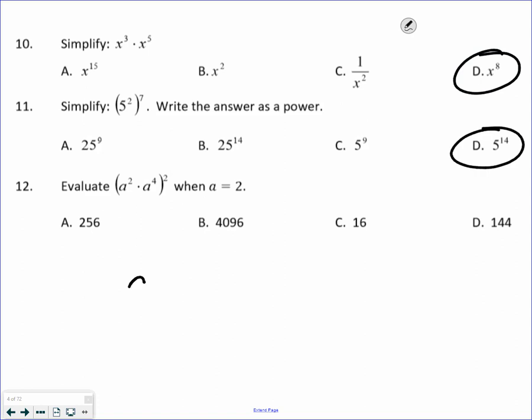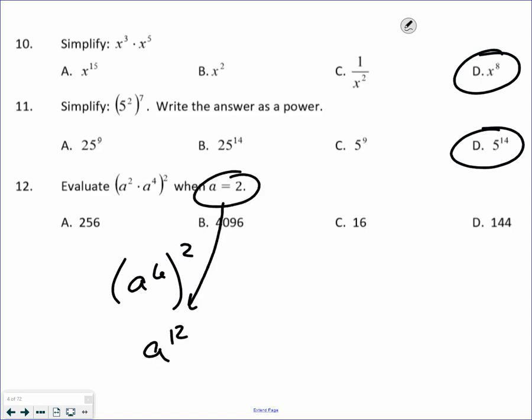Next one. Go ahead and do what's inside the parentheses first, and then a to the 12th. Now they're asking you to actually evaluate a to the 12th. So 2 to the 12th is 4,096. Sorry, I drew a line right through it. B is the correct answer.